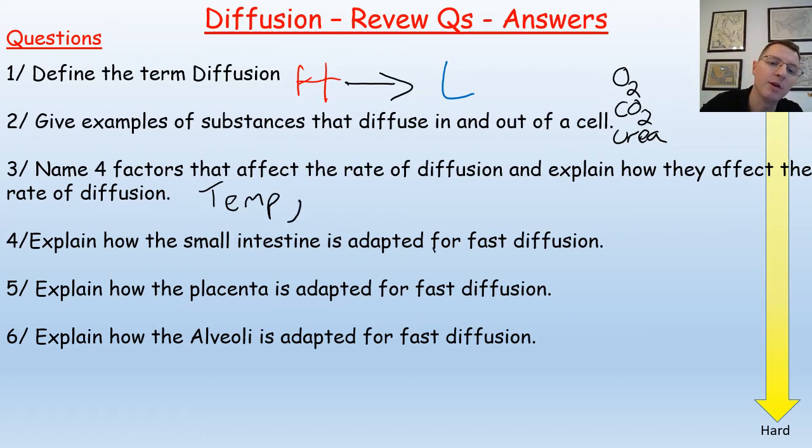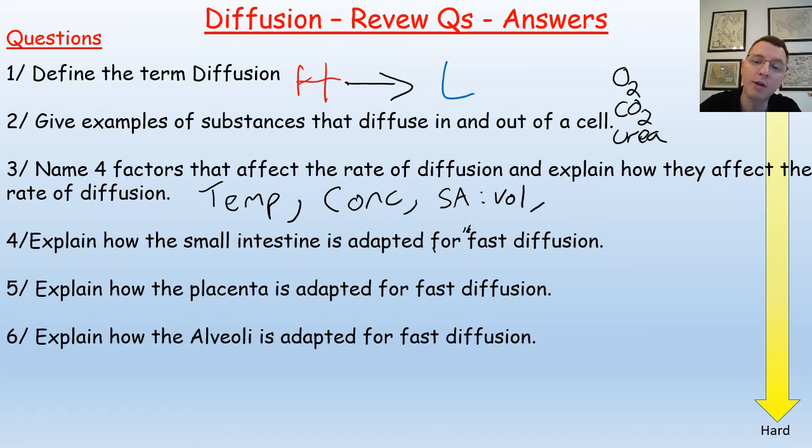The second factor we were looking at was the concentration. And it's the same sentence. As the concentration increases, the rate of diffusion increases. The third factor was the surface area compared to the volume, surface area to volume ratio. As the surface area to volume ratio increases, the rate of diffusion increases.